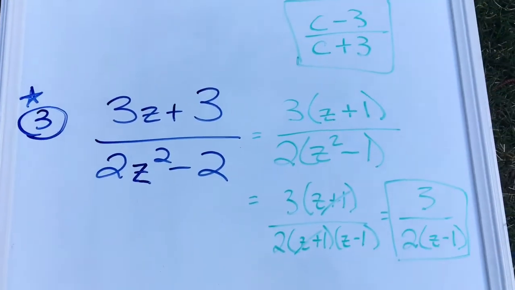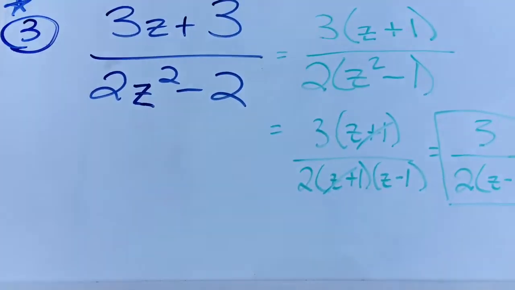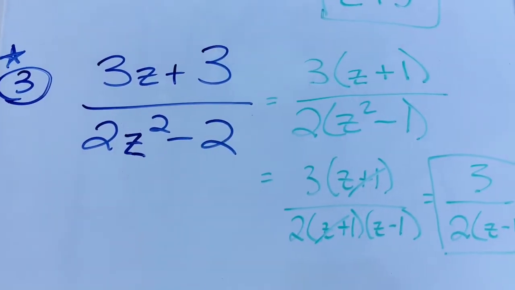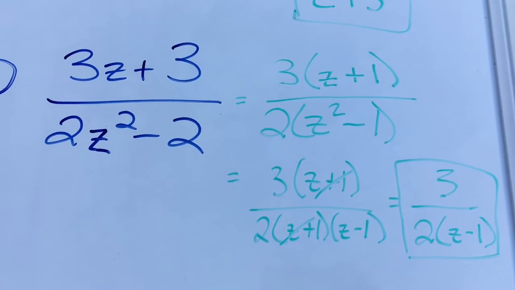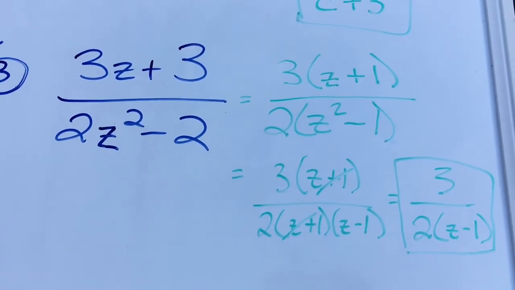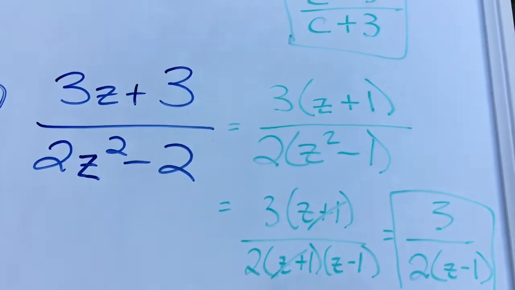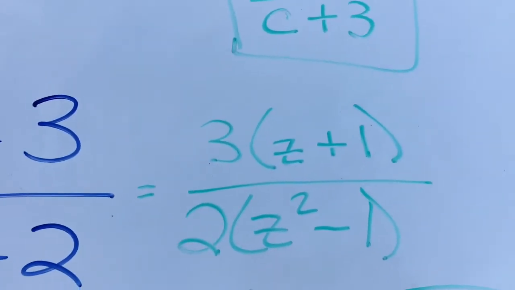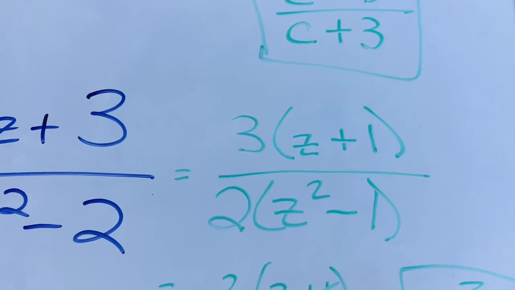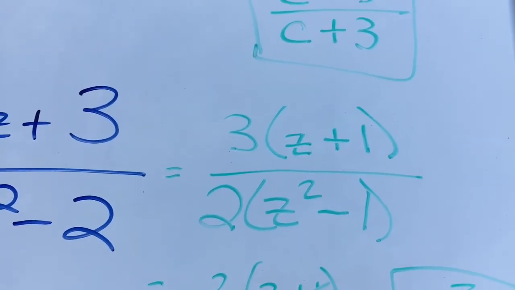And then this last one, here's the challenge. Okay, so on the top we've got a GCF of 3, so it's 3 times z plus 1. On the bottom, we've got a GCF of 2, so it's 2 times z squared minus 1. So it looks like we could be done, but we're not, because on the bottom that's a difference of squares.